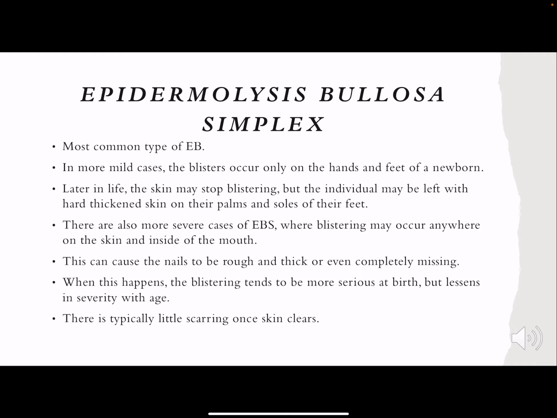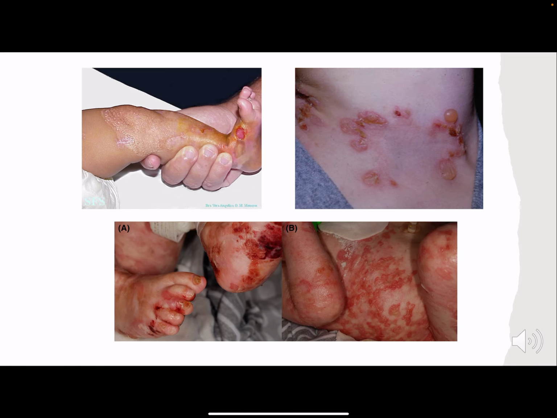There are also more severe cases of EBS, where the blistering can occur anywhere on the skin and even inside the mouth. This can cause the nails to be rough and thick, or even completely gone. When this happens, the blistering tends to be more serious at birth, but lessens in severity as the child gets older. And there's typically little scarring once the skin clears up. Here are some pictures of EBS.